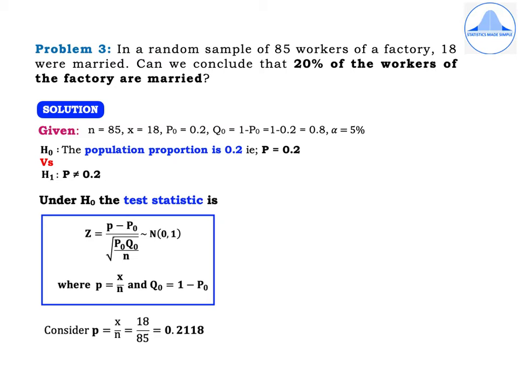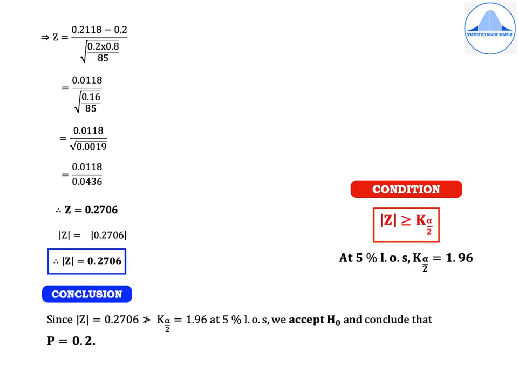So you will get 0.2188. Substituting all the values in z, we get z is equal to 0.2188 minus 0.2 divided by root of 0.2 into 0.8 by 85, which is equal to 0.0118 divided by root of 0.16 by 85, which is equal to 0.0118 divided by root 0.0019, which is equal to 0.0118 divided by 0.0436, or z is equal to 0.2706.